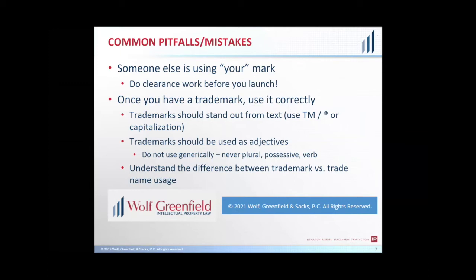Also, it's important once you have a trademark to use it correctly, particularly in the US, where demonstrating use is important, and the USPTO is going to ask you to provide specimens showing that you're using the mark. So first, trademarks should stand out from surrounding text, and ideally you want to display it in a different font style or color. And you should also use the TM symbol until you have a registration, and also the R symbol once you do have that registration.